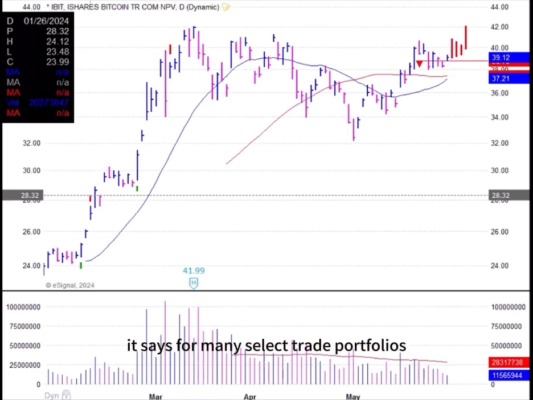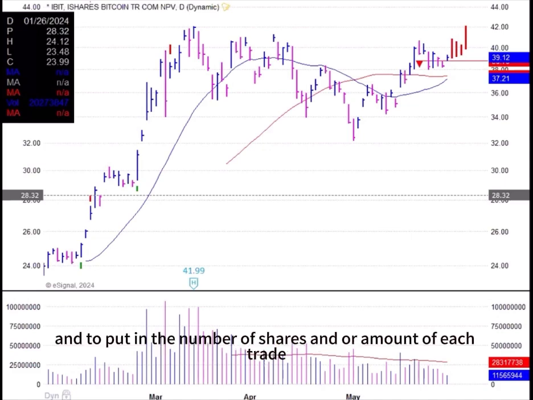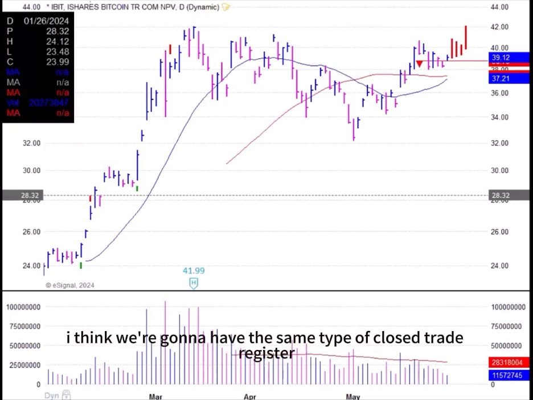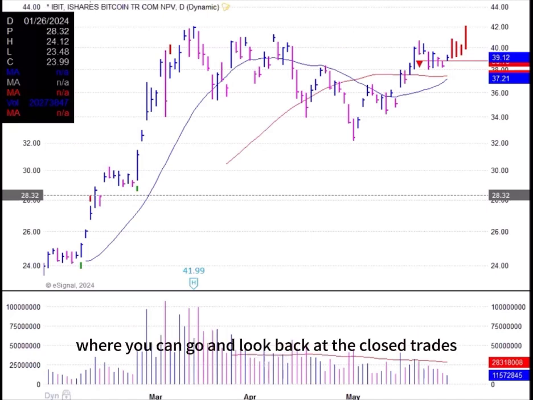It says for Minervini Select Trade Portfolio, is it possible to make closed trades available and to put in the number of shares and or amount of each trade? We're doing that. We are putting in the number of shares, or certainly I think right now they're going to put in the dollar amount. So it'll show what dollar amount, and I believe we're also going to have what percentage that is of the overall portfolio. So you'll see the position size, and then in the not so distant future, probably in the next couple weeks or so, I think we're going to have the same type of closed trade register where you can go and look back at the closed trades.